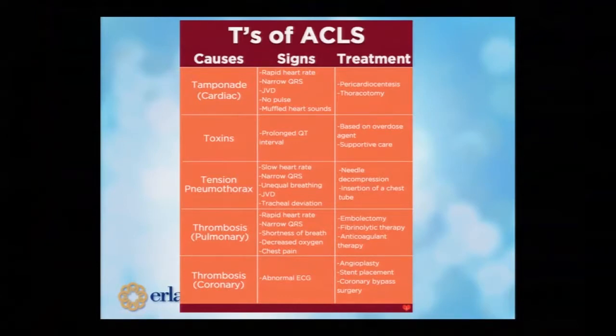Tension pneumothorax, again, nothing medication related that we can do to treat this except a needle decompression or chest tube insertion. Thrombosis, either pulmonary or coronary, can obviously both cause cardiac arrest. We'll be talking about this a little bit later, but for pulmonary or coronary thrombosis, if we can't get the patient to the cath lab or to the OR for a CABG quickly, we can always give systemic fibrinolytic therapy like TPA to help resolve the problem so that the patient can reperfuse and have resolution of the cardiac arrest.